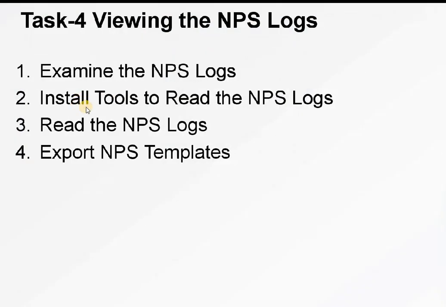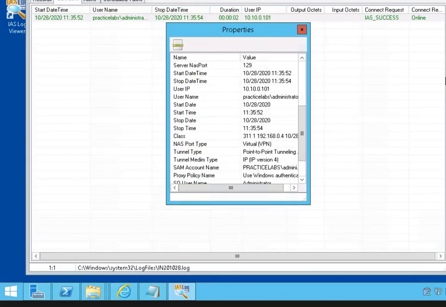So anyway, we have now completed reading the NPS logs. The last one we are going to see is exporting the NPS template. If there is more than one NPS server on the network, here you can see only one, you can create files with a similar format across the servers. You can achieve this by exporting the template from one server to another. This saves you the effort of redefining the template on each server.